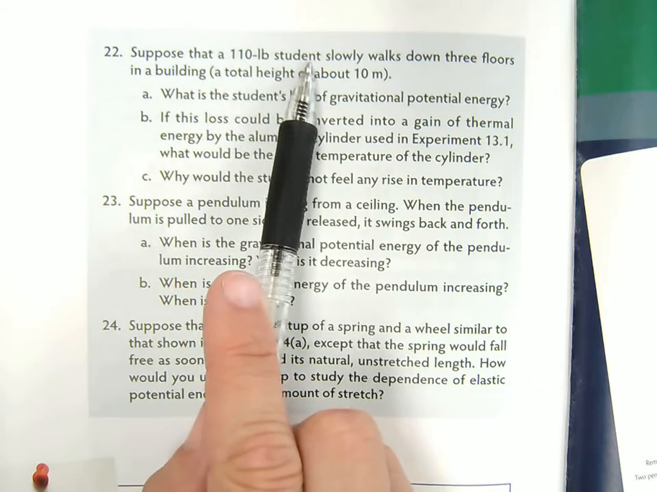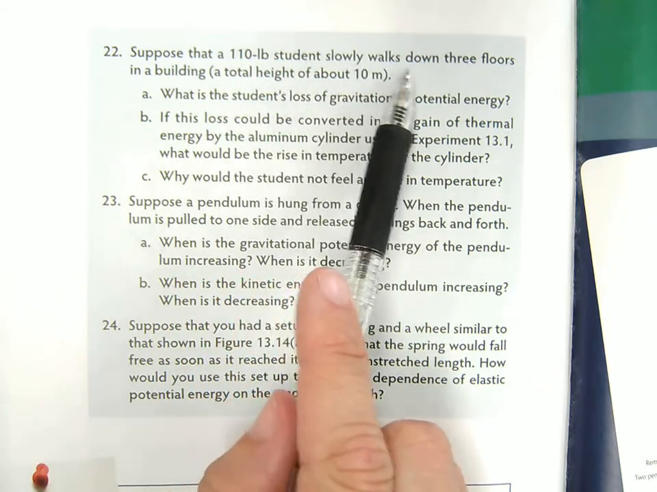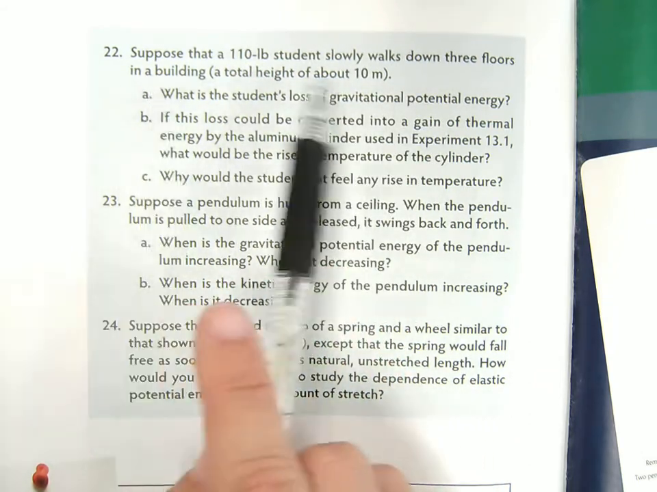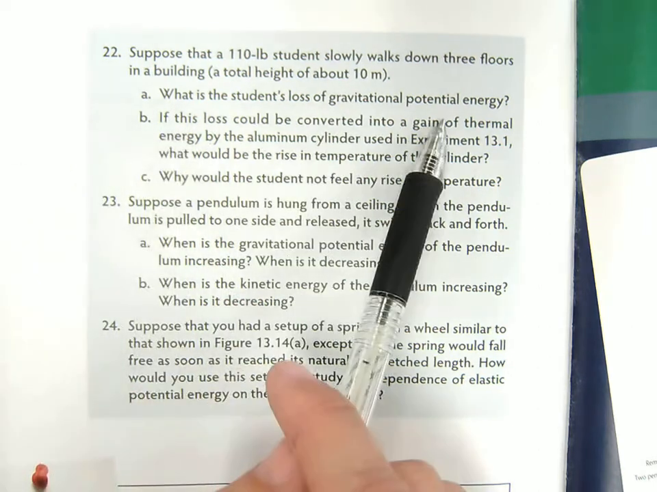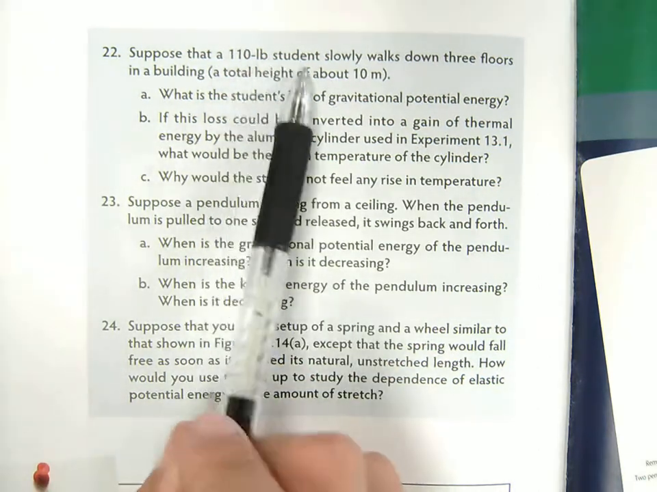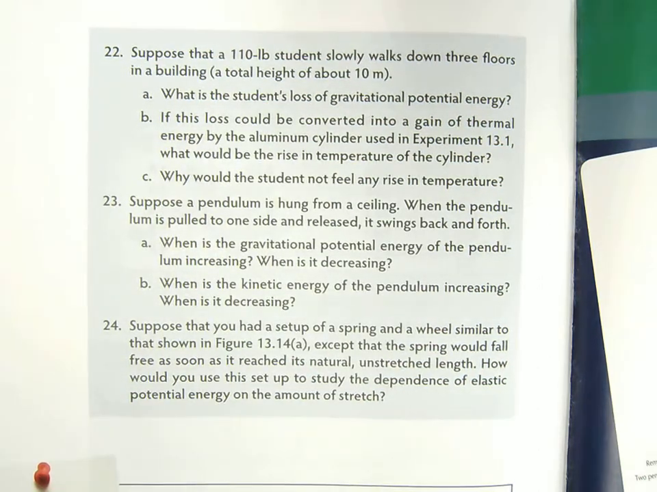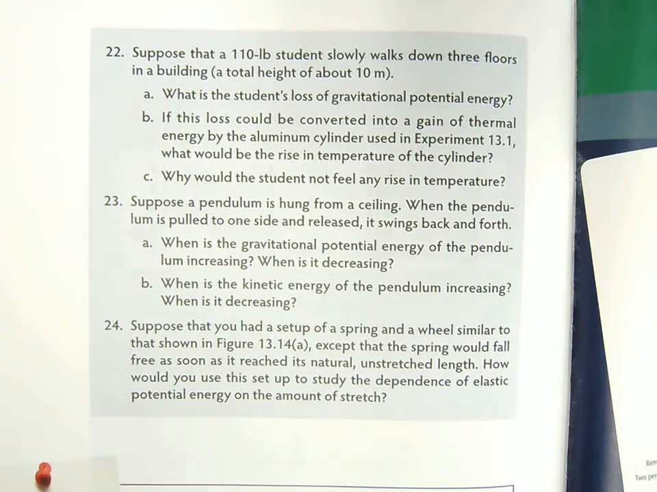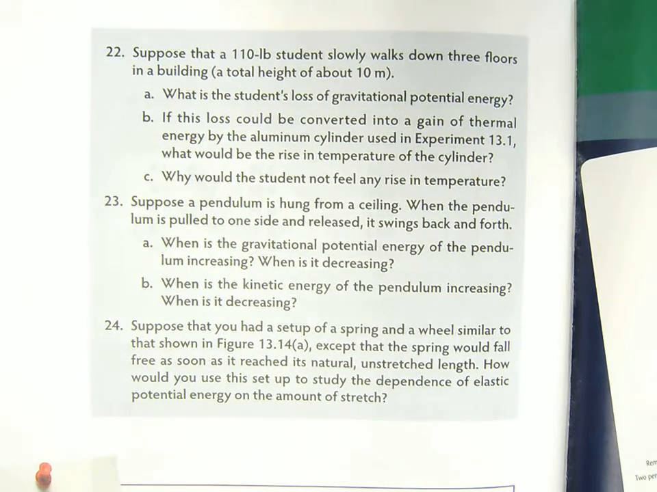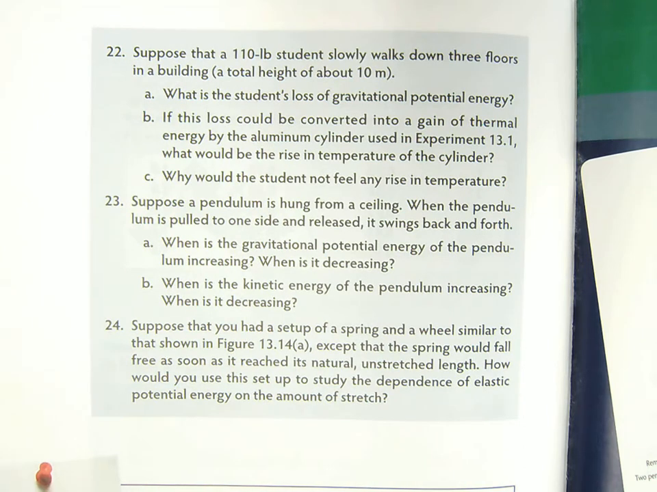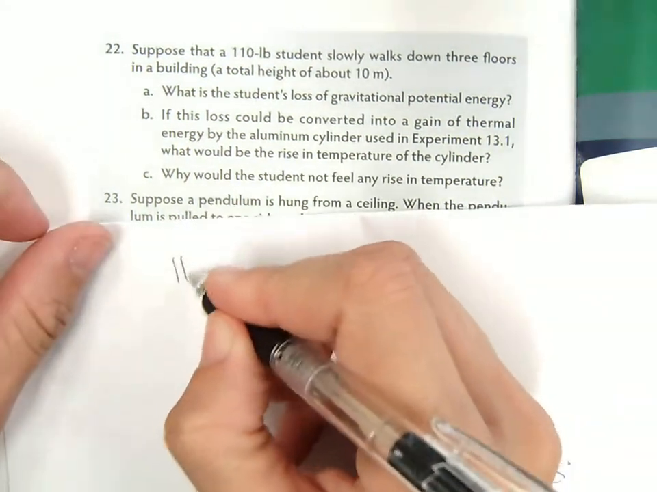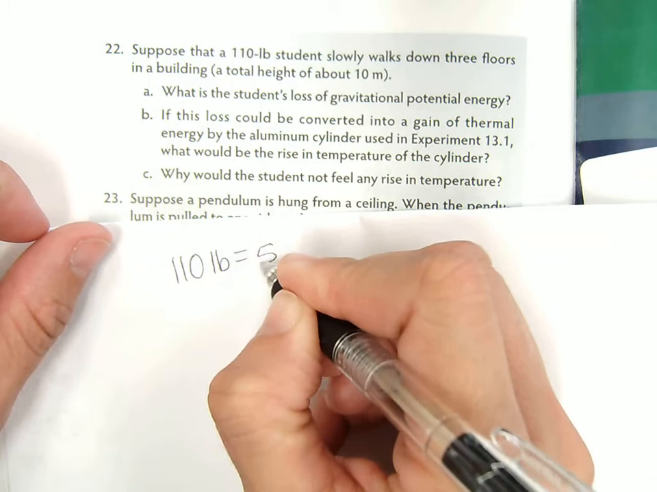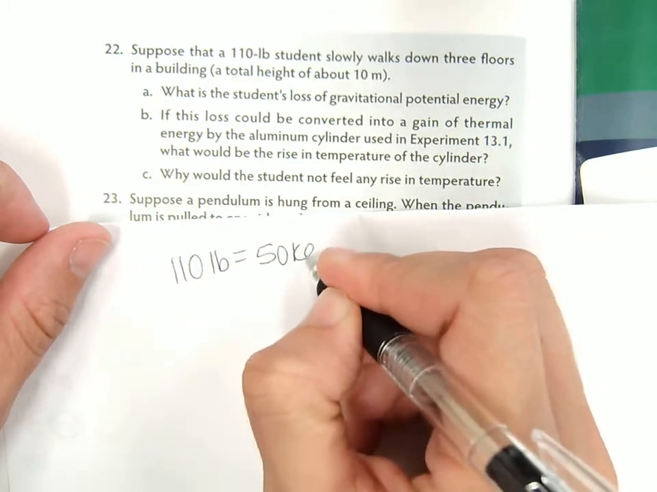Suppose that a 110-pound student slowly walks down 3 floors in a building, a total height of 10 meters. What is the GPE? They want us to convert 110 pounds to kilograms. Let's look and see how they do that. Okay, so 50 kilograms. I don't like when they make you do that either. So the 110-pound student is equal to 50 kilograms. So we'll use that.